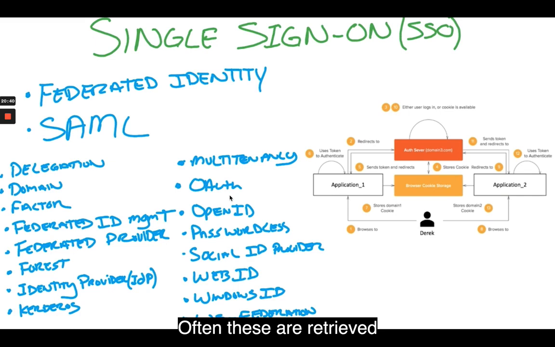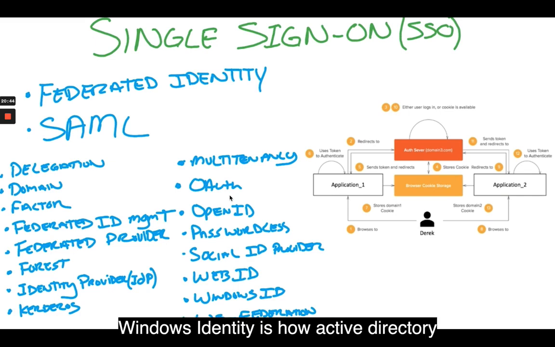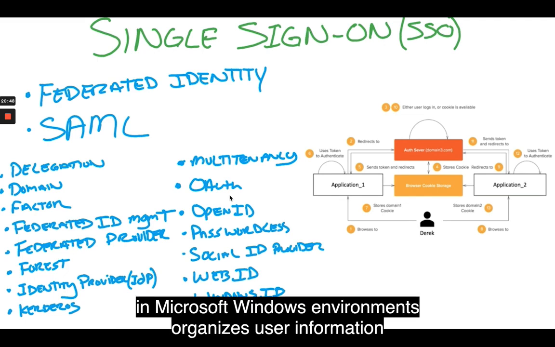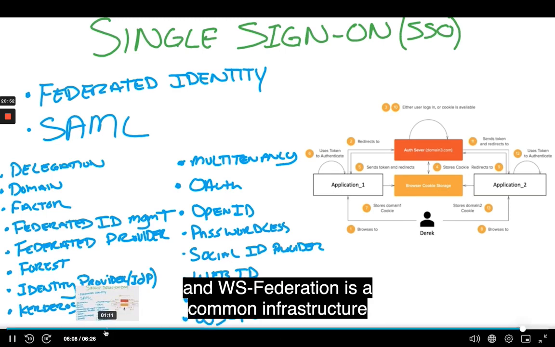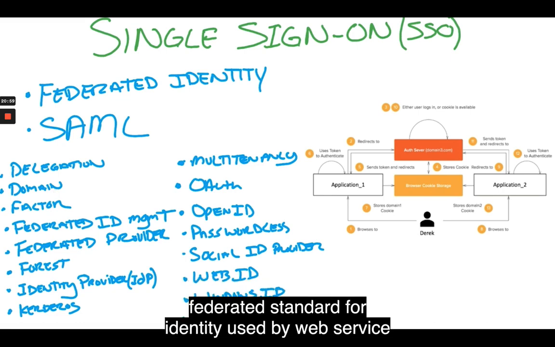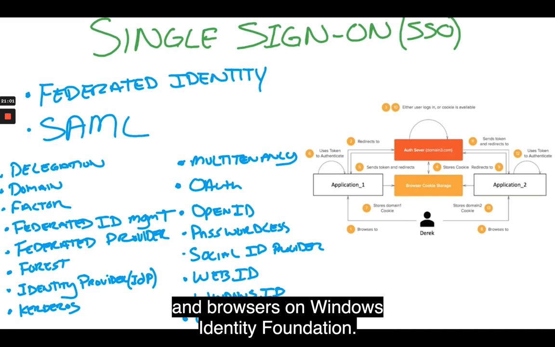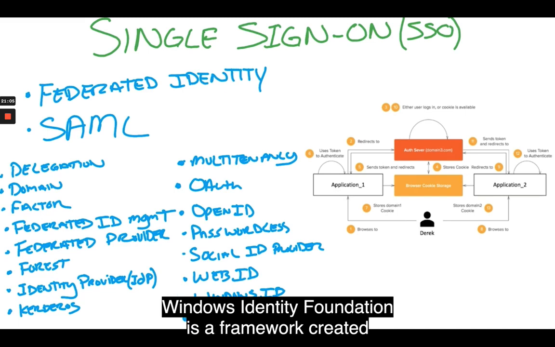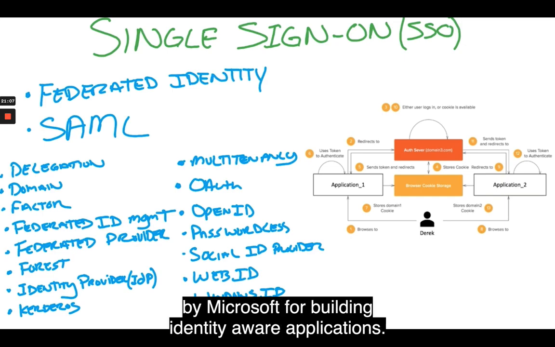Often these are retrieved from an authenticated email address. Windows identity is how Active Directory and Microsoft Windows environments organize user information. And WS Federation is a common infrastructure federated standard for identity used by web servers and browsers on Windows Identity Foundation. Windows Identity Foundation is a framework created by Microsoft for building identity-aware applications.